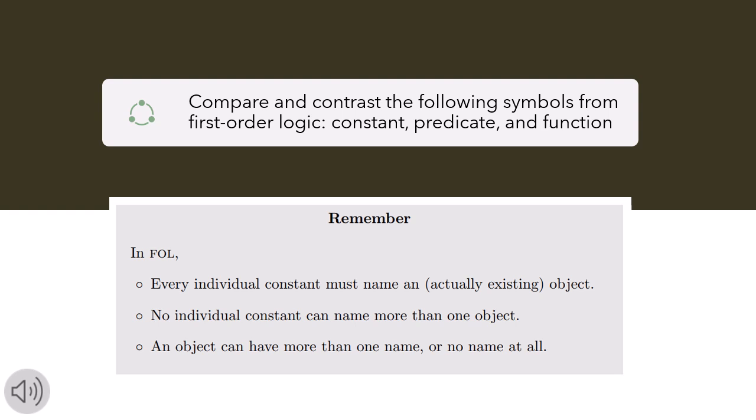However, notice in the real world, you can have two people that have the same name. And here we're explicitly sort of forbidding that possibility with the idea of a constant. Okay.